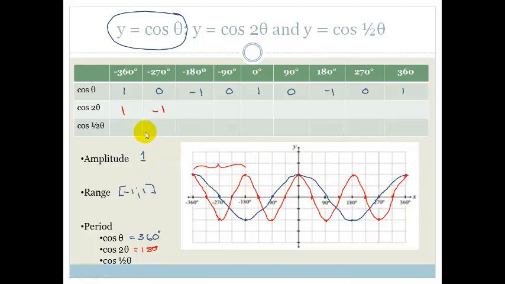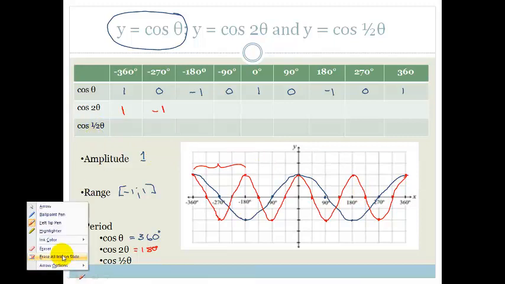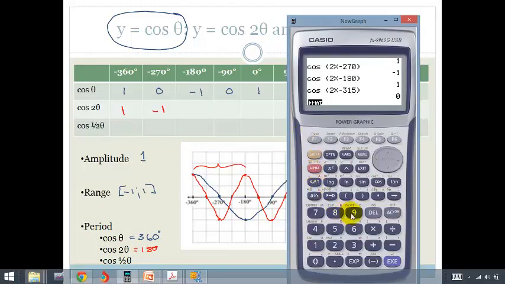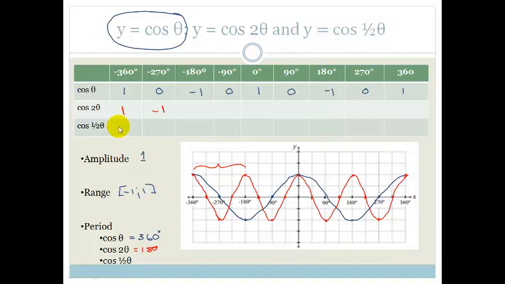Let's now look at what happens when we have half theta. So let's choose another color and plot some points in. We've got cos of bracket 0.5 times negative 360, and we get negative 1.